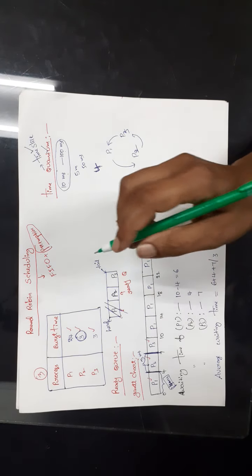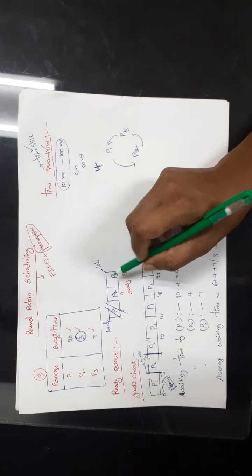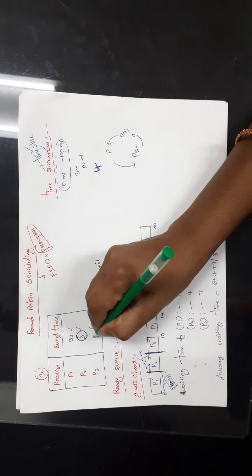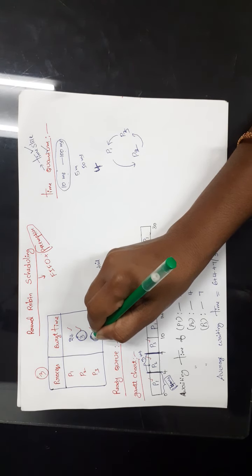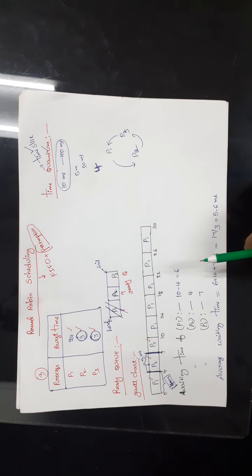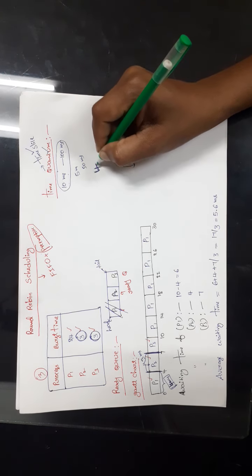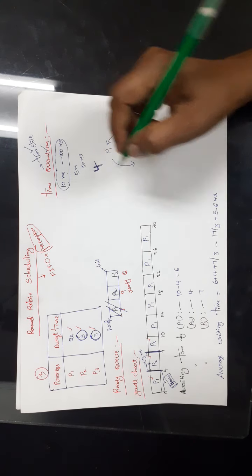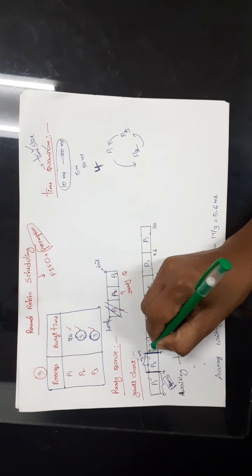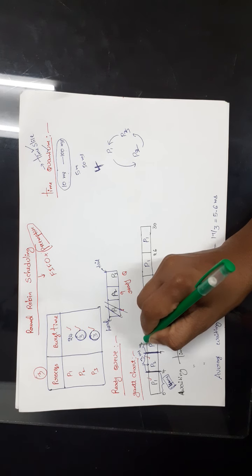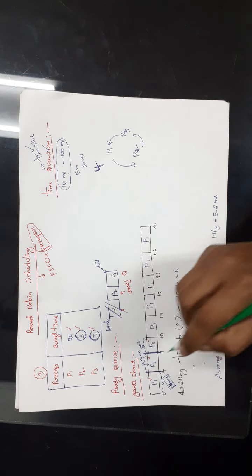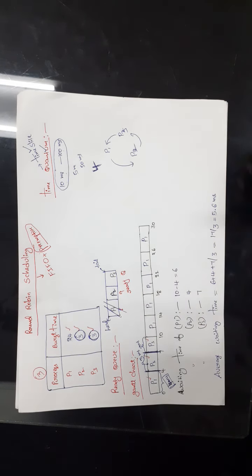Okay, so now who will get the chance? P3, right? Now P3 gets the chance. If you observe P3, it also requires only 3 milliseconds. So here the time quantum is 4 milliseconds, but it requires only 3 milliseconds. So it will use the CPU only for 3 milliseconds and it will release the CPU.